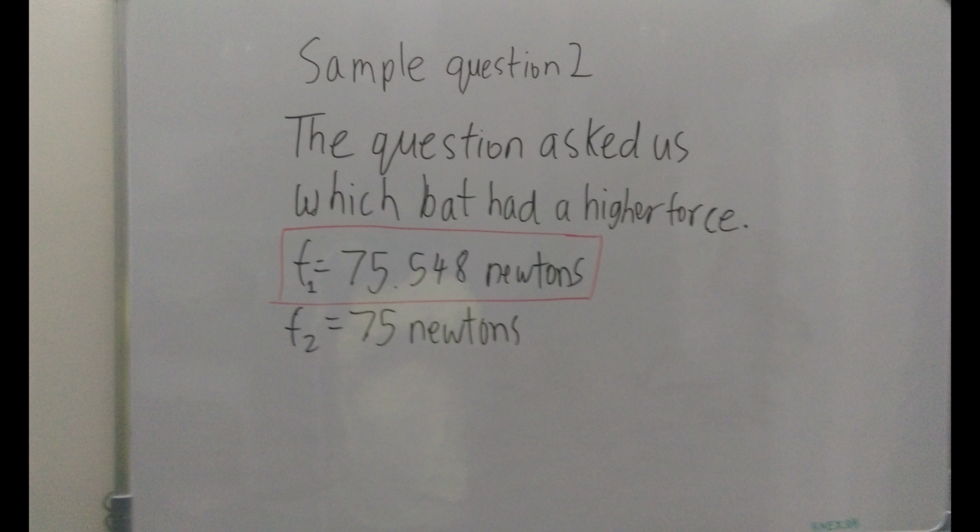The question asks us which bat has a higher force. So the first bat had a force of 75.548 newtons, and the second bat had a force of exactly 75 newtons. So we can say that the first bat had a higher force.